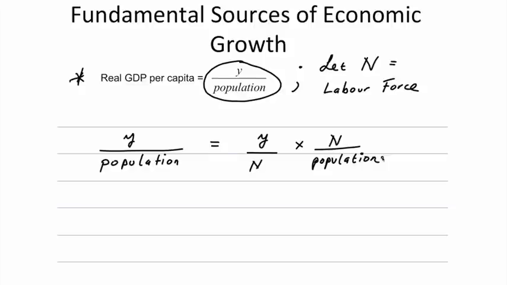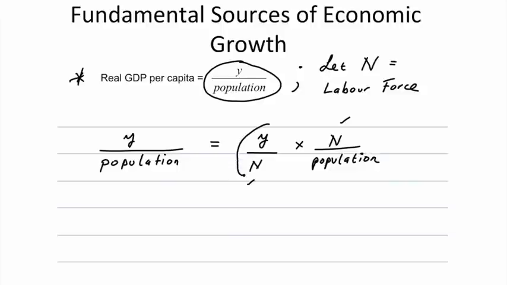Now, you can see that I've really not done anything at all, because the labour force in the numerator here and the labour force in the denominator there will simply cancel each other out. So on the right-hand side, all I've done is written real per capita GDP exactly the same as on the left-hand side. But I've broken it up in a particular way to highlight what macroeconomists believe are the two fundamental sources that ultimately are responsible for economic growth.